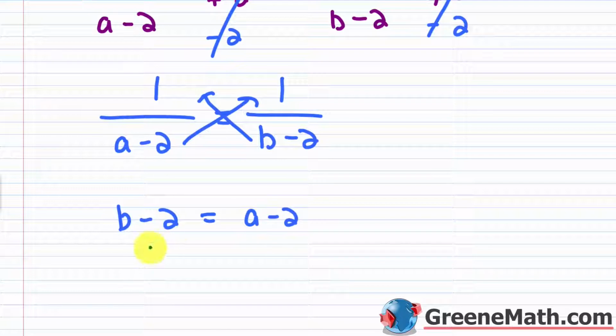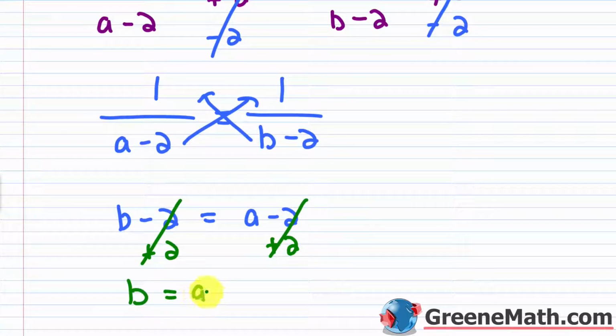And of course, now I can just add 2 to both sides of the equation. This is gone, this is gone. And what I get is that b is equal to a, or you could say a equals b, it doesn't really matter, but you've proved that this is a one-to-one function.